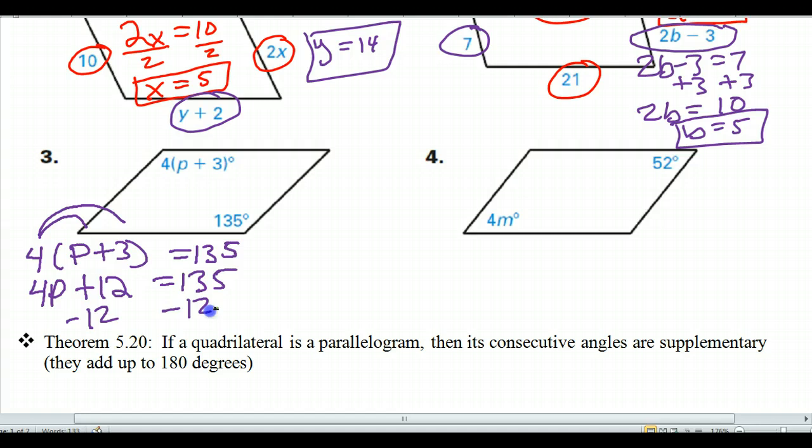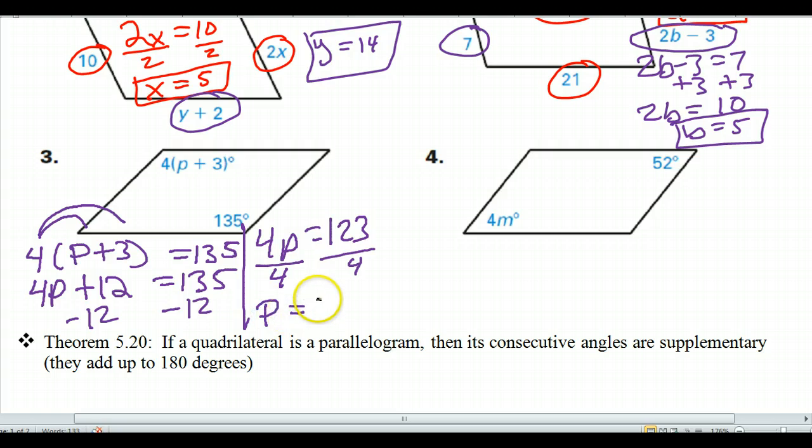Subtracting 12 from both sides, that's going to give me 4p equals what? 123. Okay, so either way we're going to get that decimal, right? But at least we get to save it until the end. Dividing by 4 on both sides gives us p equals what? 30.75. Okay, so we got a decimal. So what are you going to do? No, let's leave it just like that.